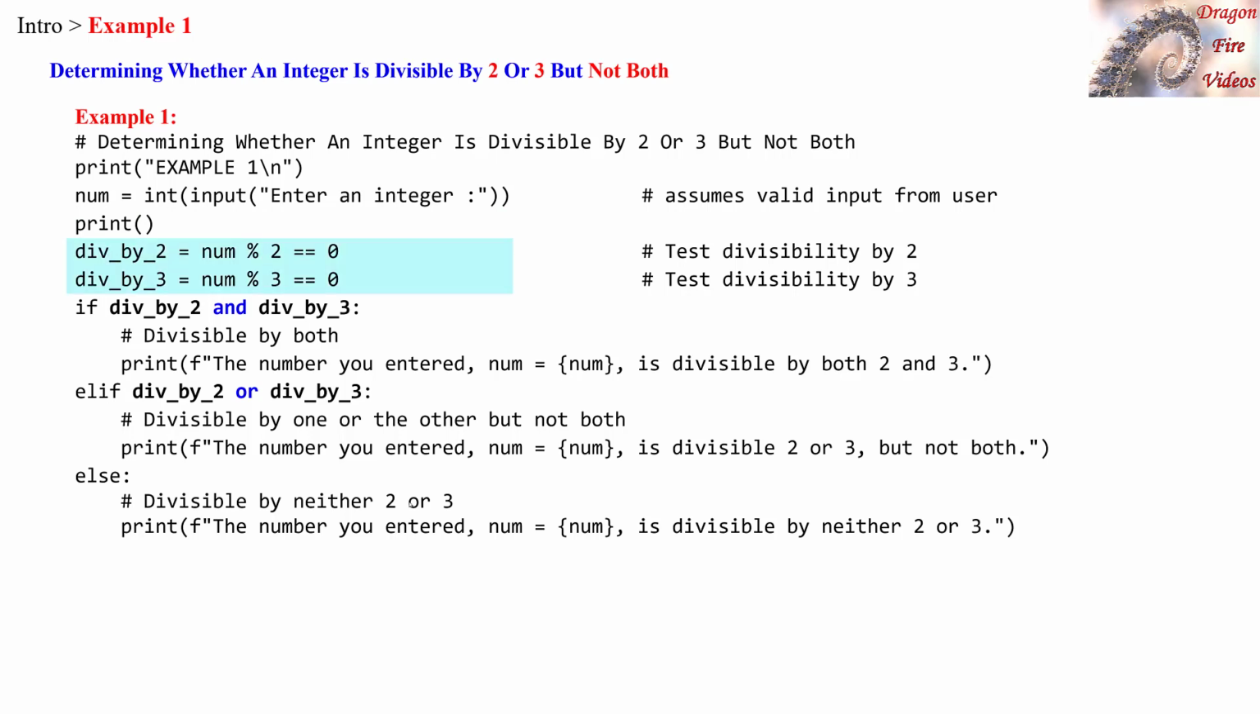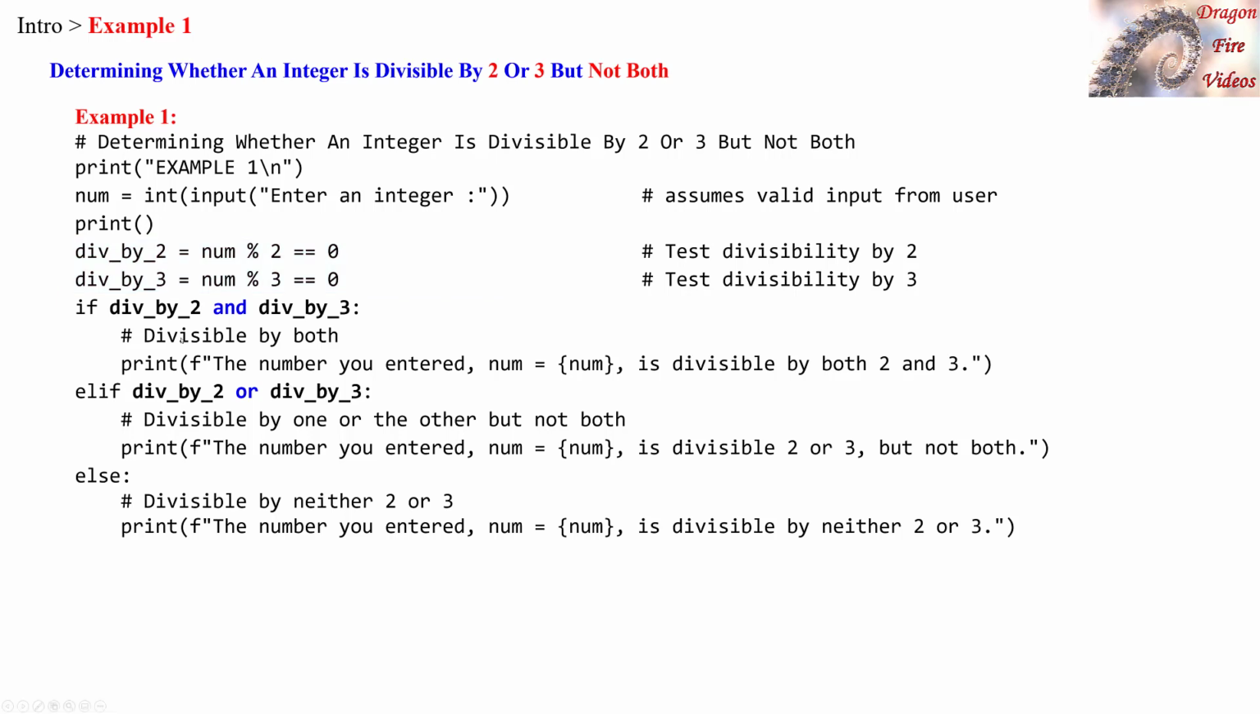We have two Boolean variables, div by 2 and div by 3, which stand for is num divisible by 2 and is num divisible by 3 respectively. You can see we're inspecting the remainder. When you divide by 2, that's num modulo 2, and we're testing the condition, is that equal to 0? Similarly, we're testing the condition, is num mod 3 equal to 0? In each case, if the Boolean variable is true, it means the number is divisible by that factor.